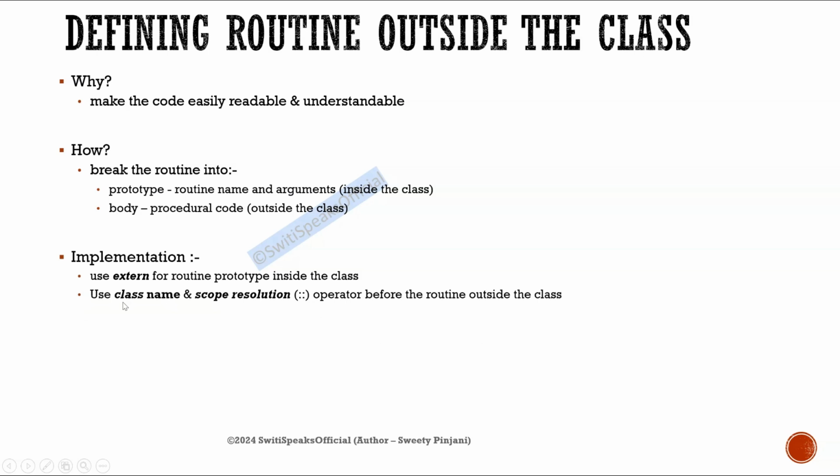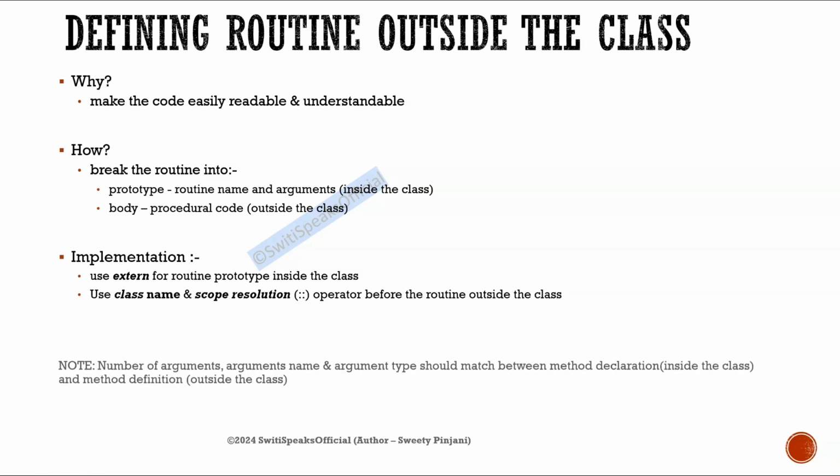What will we do outside the class? Outside the class, we need to have the body. So we will use the class name to tell for which class that routine was, and the scope resolution operator. With the help of the class name and the scope resolution operator, we will identify the routine.